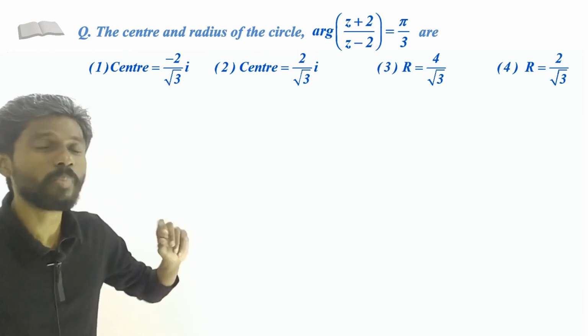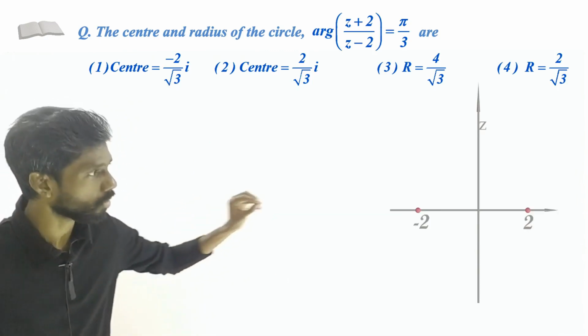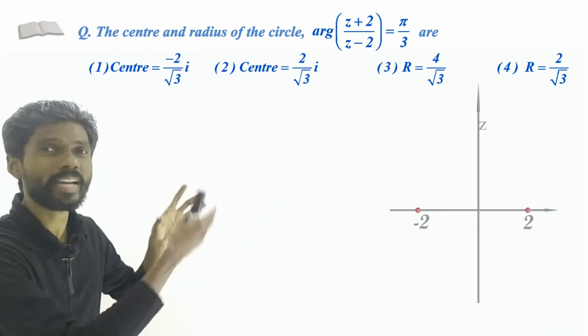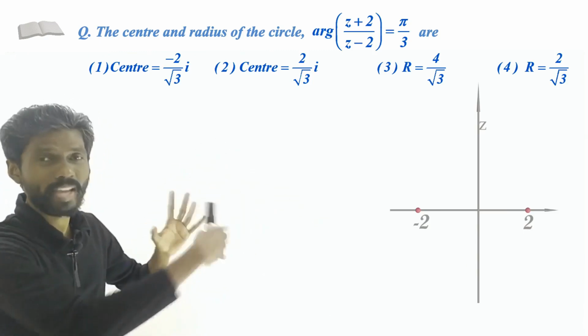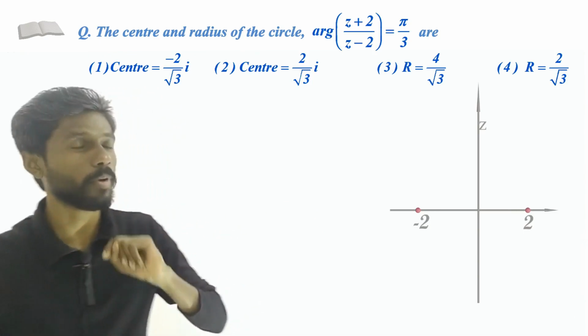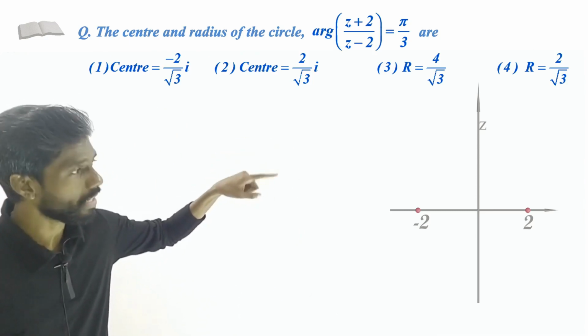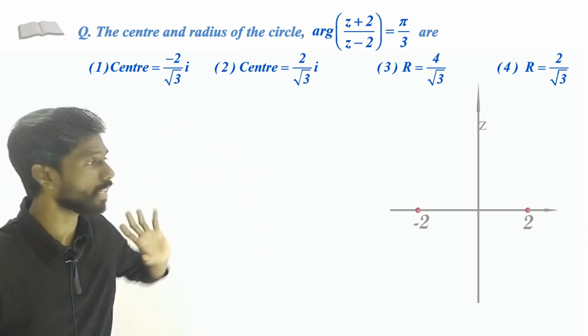Now what are these points a and b here? One point is 2, the other point is minus 2, right? So 2 and minus 2 are the points on the x-axis, either side of the y-axis. Now we have to draw the arc of the circle. But the problem is whether this circle lies in the upper part, positive part, or negative part of the y-axis. So that is important.